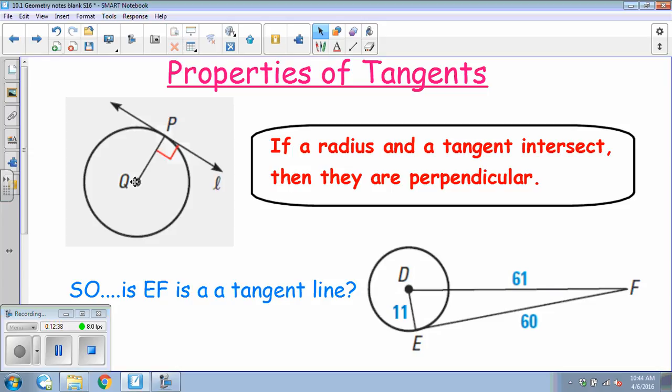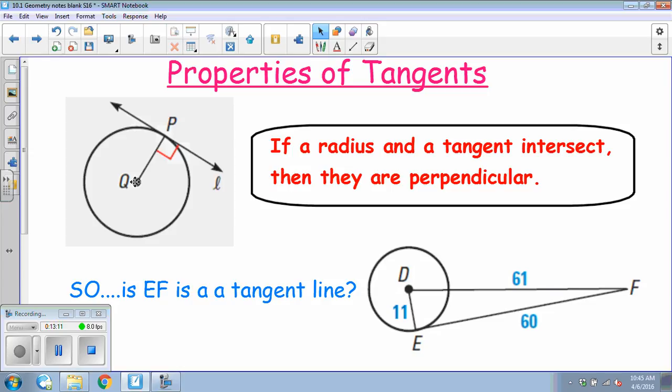If they form a 90-degree angle, then that line is the tangent line. Okay? So, when we look at our example problem right after that, that is what an example may look like. It'll give you a picture, and then it'll say, is this a tangent? Okay? Any idea on how we could prove that?